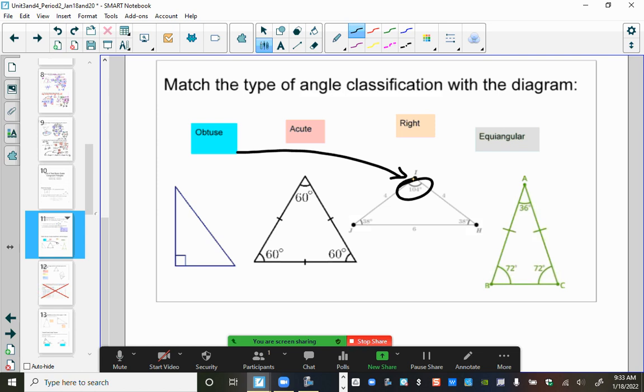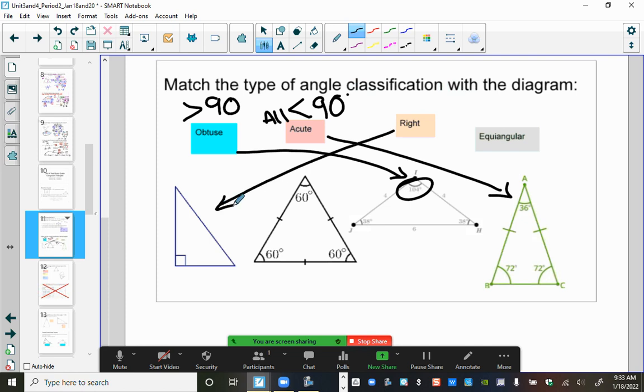All right, a couple minutes real quick. I'm going to just point. Obtuse, anything over 90. That's the key. Acute, all under 90. Right angle, there you go. Equiangular, boom. I'll give you that first part.